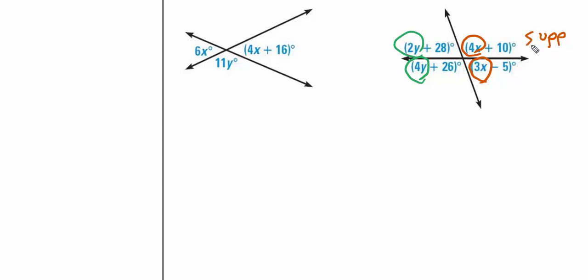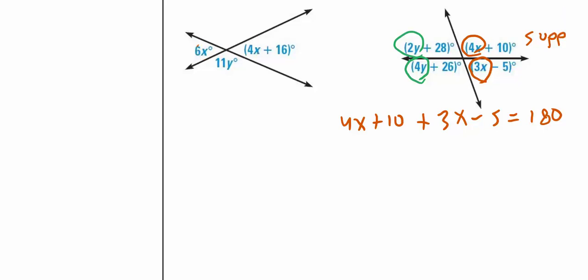They form a line. So I have 4x plus 10 plus 3x minus 5 equals 180. They're not equal to each other. See, if they were across from each other like in this problem, they would be set equal to each other. We're not dealing with equals. If you wanted to set up an equal that makes no sense, we could.